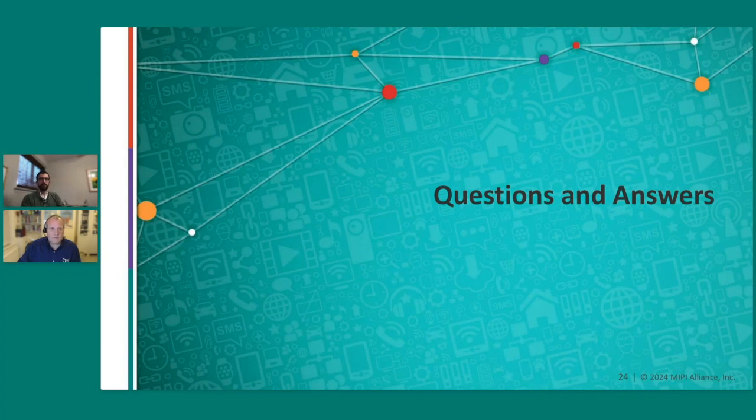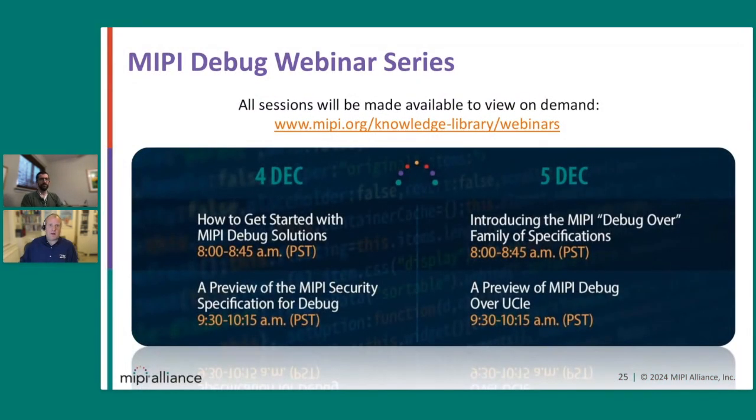Okay, great. Thank you, Jason. I just have one additional slide to pop up on the screen. That's just to remind everyone that we've got 2 more sessions tomorrow. Enrico, chair of the debug group, will be back to talk about the MIPI Debug Over initiative. And then second up, we'll have a member of the debug working group and a representative from UCIe come and talk about the MIPI Debug Over UCIe initiative, giving a little bit of a preview about what we're doing there. So please join us tomorrow for those 2 sessions.